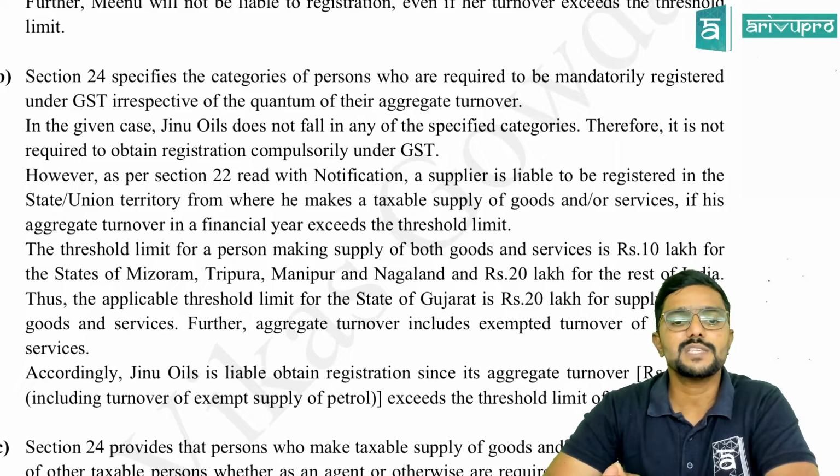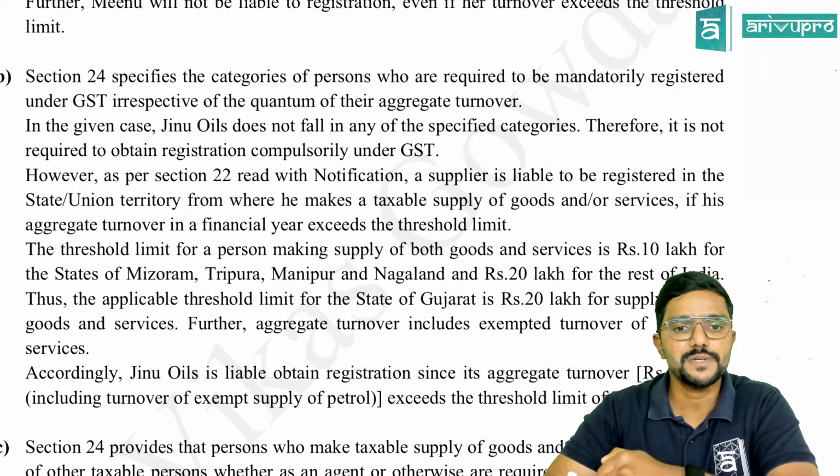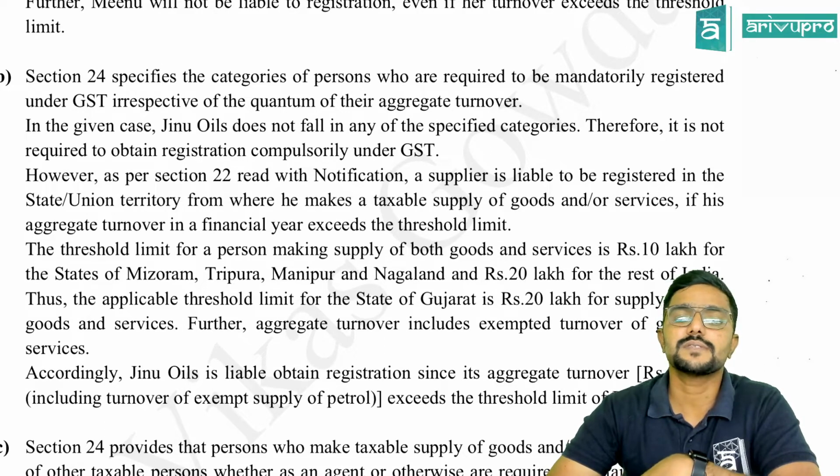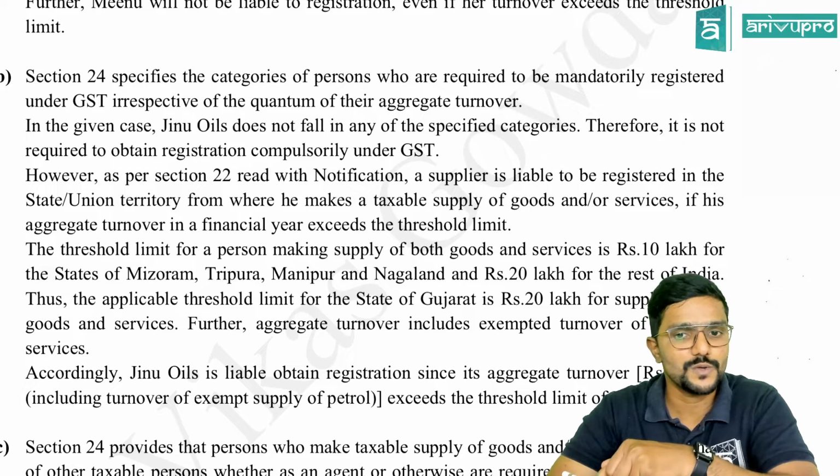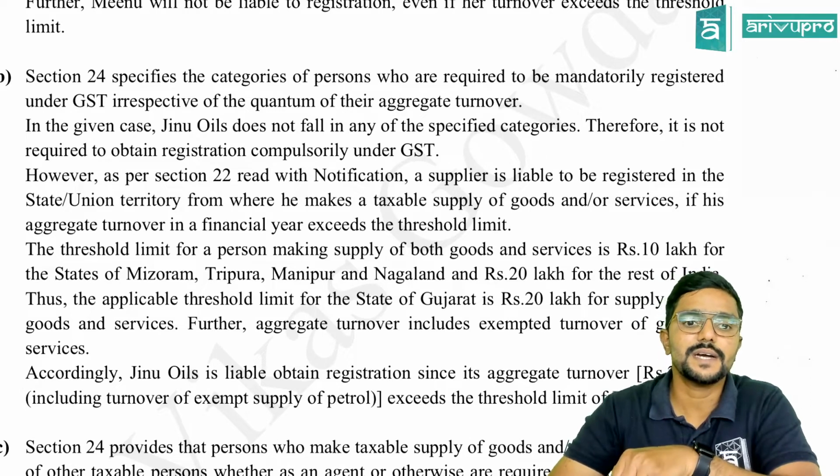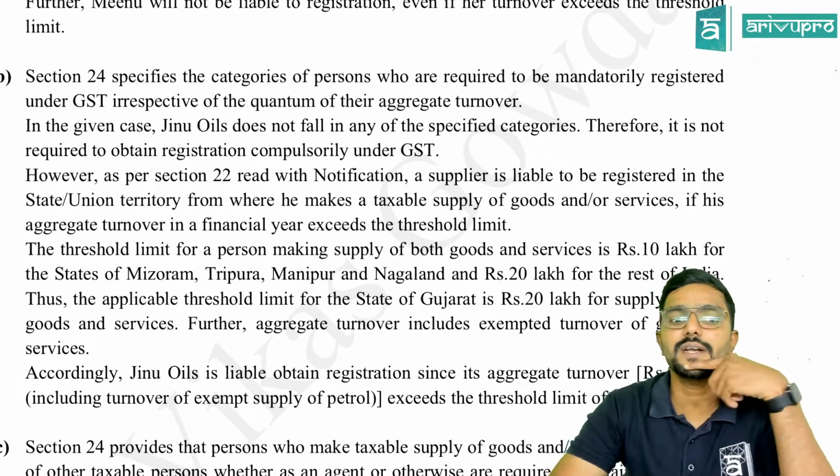However, as per section 22 read with notification, a supplier is liable to be registered in his state or union territory from where he makes a taxable supply of goods or services if his aggregate turnover in a financial year exceeds the threshold limit. Here, sir, is he covered under section 23?